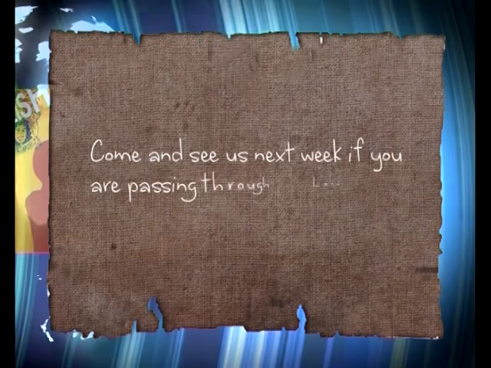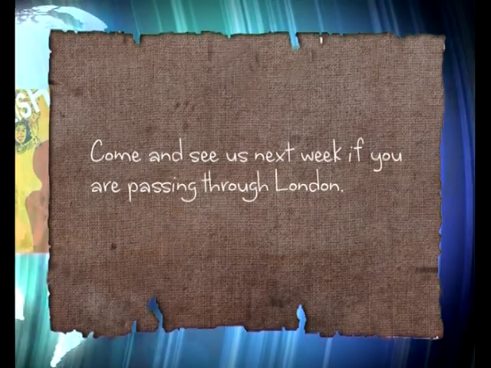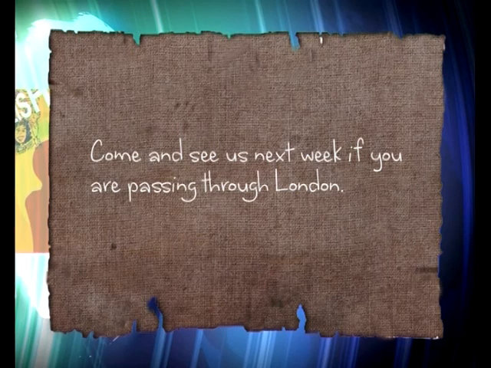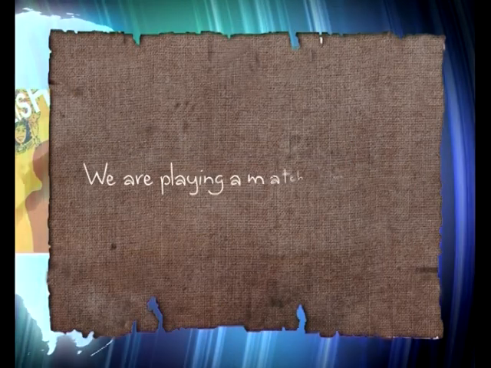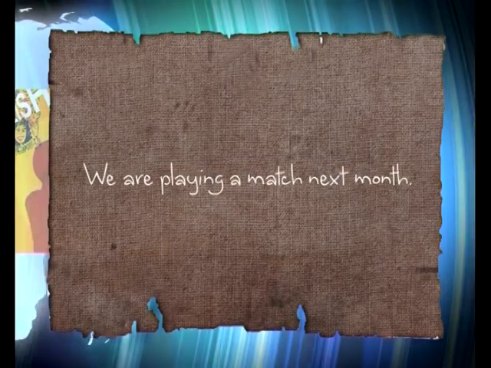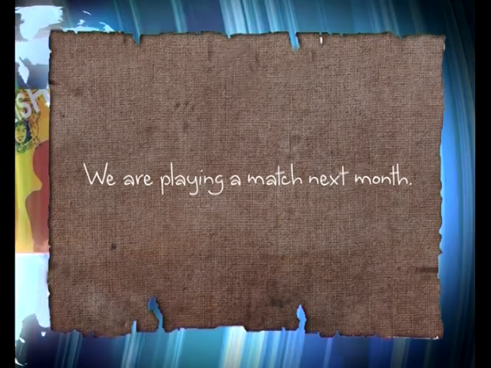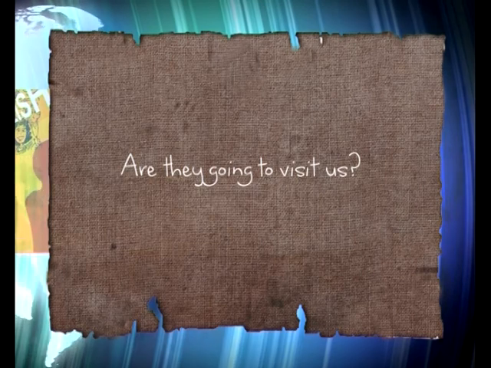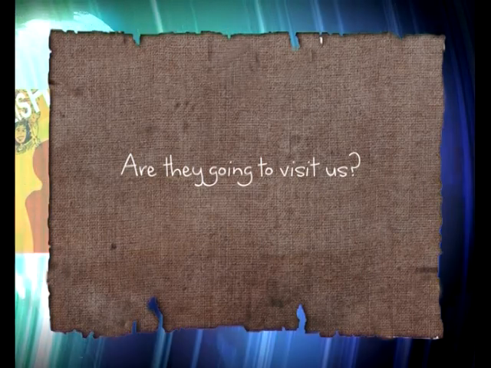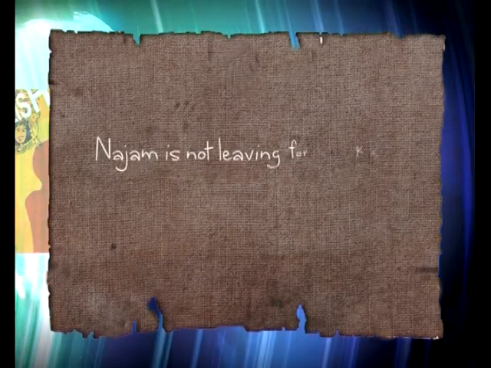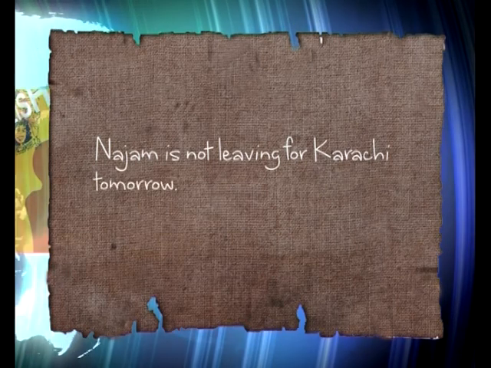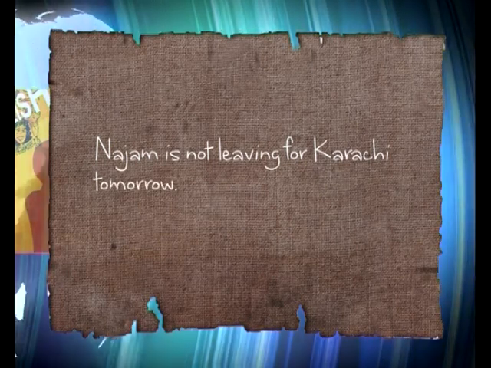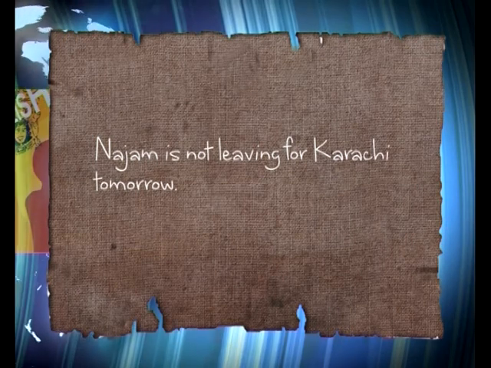Come and see us next week if you are passing through London. And similarly, we're playing a match next month. I think I said something wrong. We're playing a match. I must be there. Are they going to visit us? Question mark. And the tone should be rising again. Najam is not leaving for Karachi tomorrow. In a similar fashion, you're using the present continuous tense to convey something about the future that hasn't taken place yet.